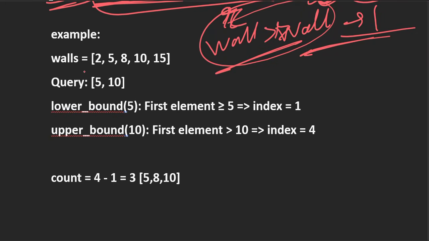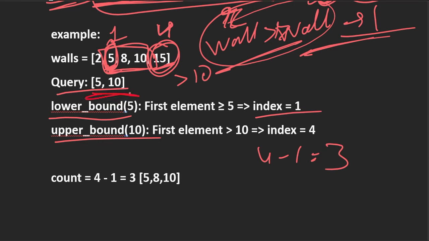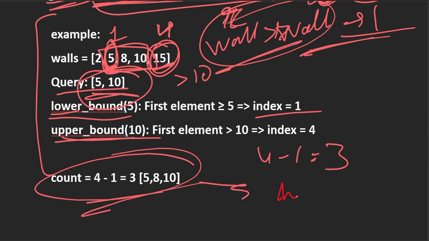Suppose we have walls 2, 5, 8, 10 and 15, and our range is 5 to 10. Lower bound of 5 gives us the first index where we get 5, that is index 1. Upper bound of 10 gives us the first index where the value is greater than 10. At 15 the value is greater than 10, so counting 0, 1, 2, 3, this is index 4. So the total number of walls is 4 minus 1, that is 3: 5, 8 and 10. These are the walls present in the range from 5 to 10. This way, using lower bound and upper bound, we get the number of walls in that particular range.